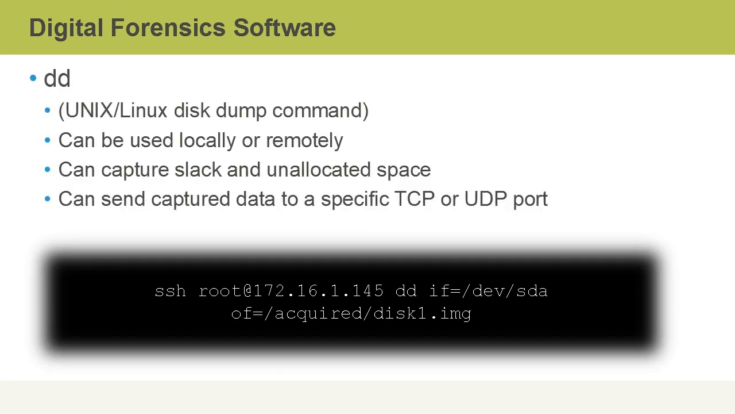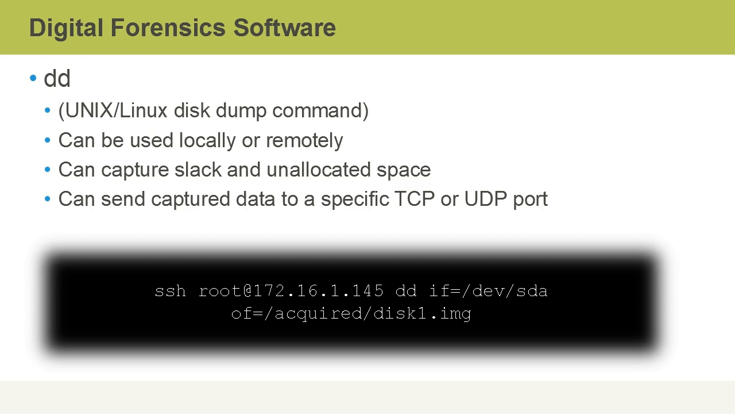Some digital forensic software that can be used is built into operating systems, like the standard Unix and Linux dd or disk dump command. This can also be used locally as well as remotely over the network, where we can capture slack and unallocated disk space on a disk, not just capturing what's in use. This way we can track things that were removed in the past. We can also send captured data using disk dump to a specific TCP or UDP port.